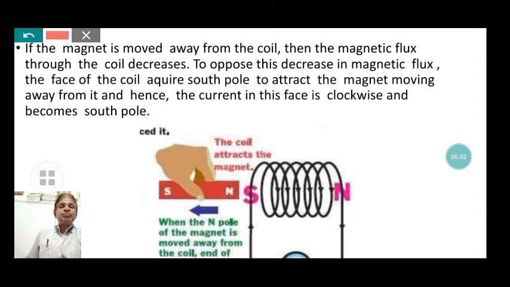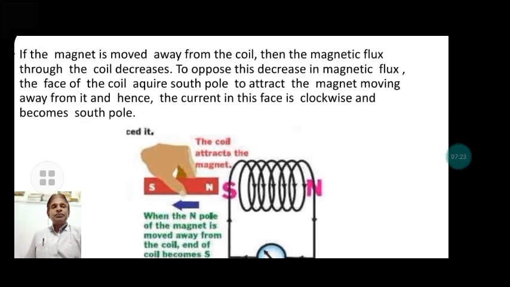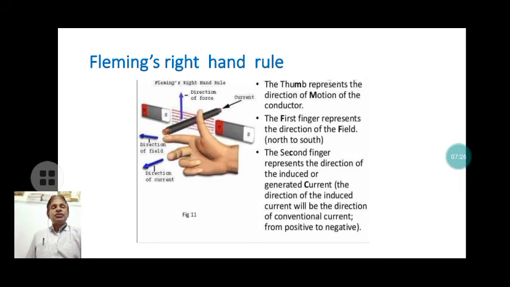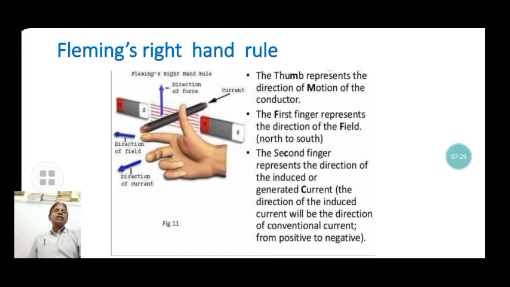The coil tries to replace the decrease of the magnetic field, to minimize the decrease of the magnetic field. That's why the current produced in the coil makes a south pole when the magnet moves away from the coil. That decides the direction of current. When the magnet moves toward the coil, the face becomes the north pole, and when the magnet moves away from the coil, it becomes the south pole.